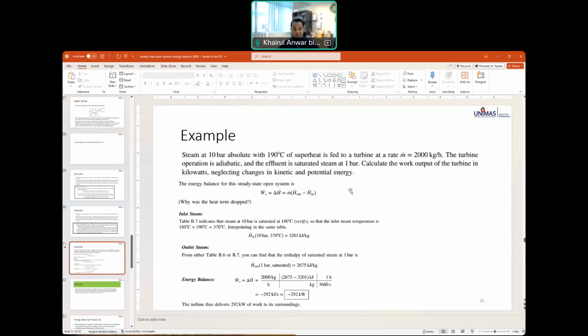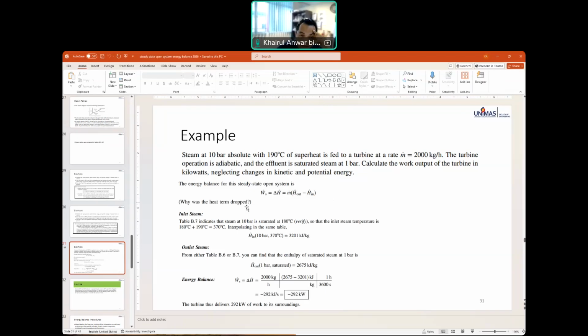The energy balance for this steady state system is Ws, where Ws is shaft work, equal to delta H, where H is enthalpy. m dot is mass flow rate, so the dot here refers to the rate, over time. Then H out minus H in, this is specific enthalpy. Specific enthalpy is normally over kg of mass, can be something else.